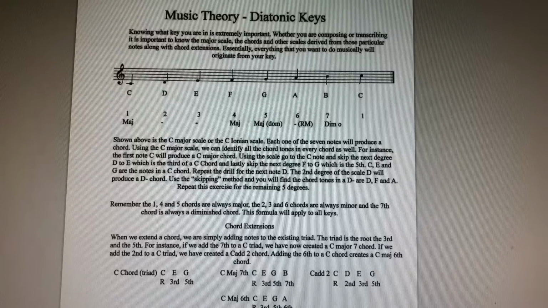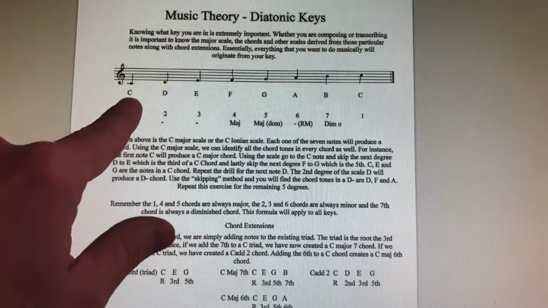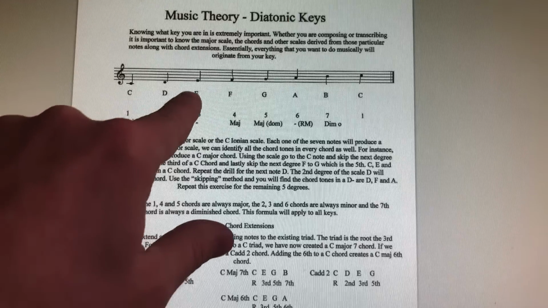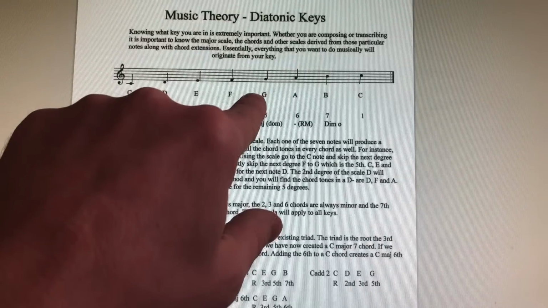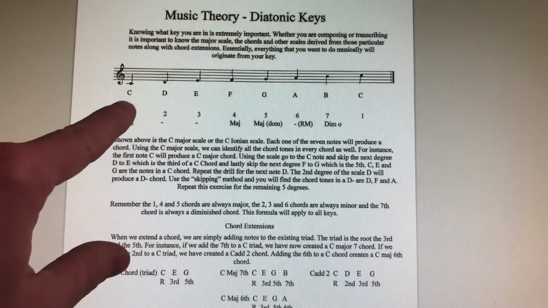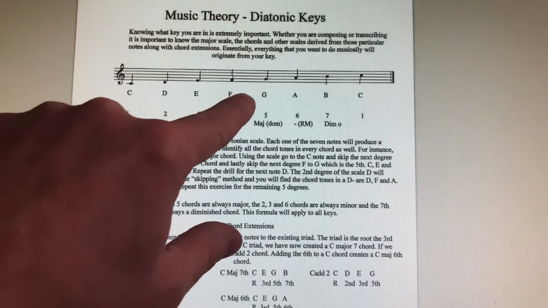The other thing that you can get out of this is you can figure out what notes are in each chord, which is kind of cool. So in other words, if you're saying, okay, I'm playing a C chord, what's in a C chord? Well, the root is C. Skip the note to the 3rd, which is E. Skip the note to the 5th, which is G. So in a C chord, the notes are C, E, and G.